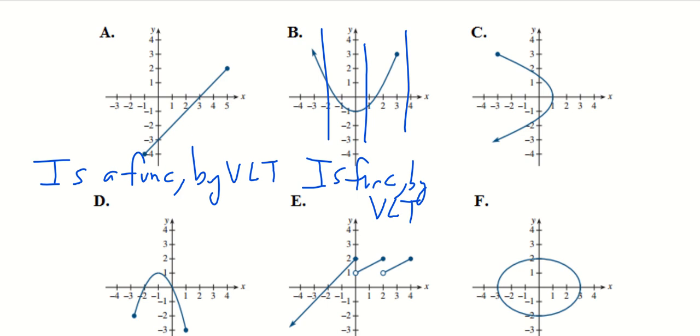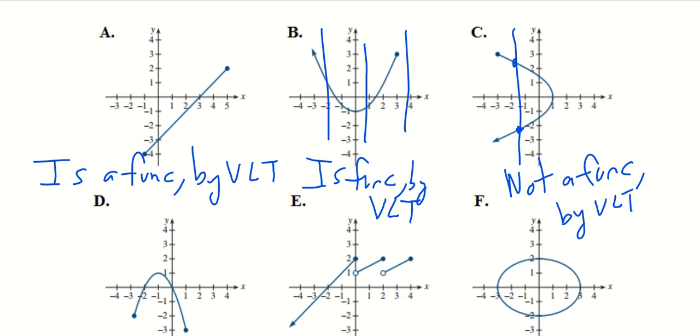Now we come to the graph of C, and there's a couple of different types of vertical lines you can draw, but in particular, it's very easy to find a vertical line here that intersects the graph in more than one point, and so this would not be a function. So not a function. And again, the reasoning is by the vertical line test.